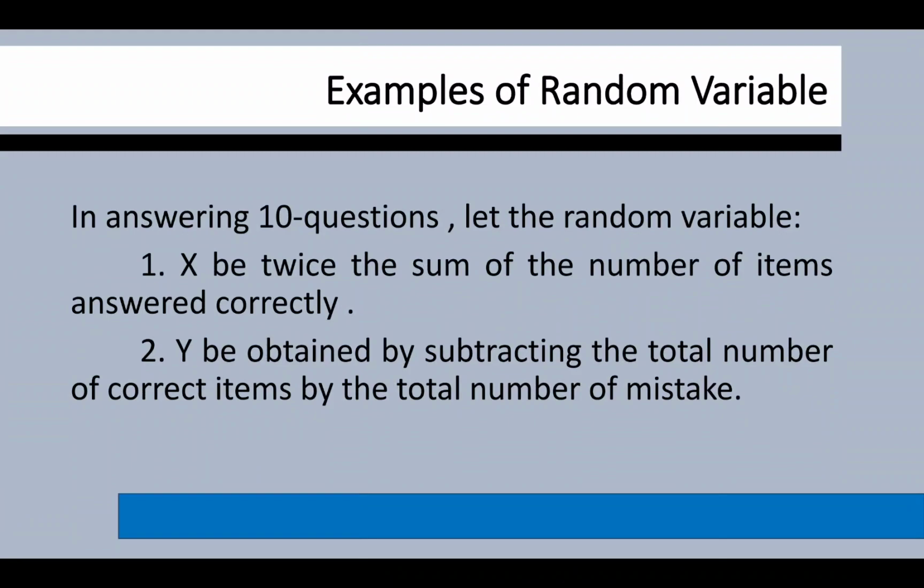Yung iba namang teacher, medyo, should we say, medyo traumatic ang naranasan sa kanyang mga teacher. Ang ginagawa nila, right minus wrong. Now, let Y be obtained by subtracting the total number of correct items by the total number of mistakes. So, ginagawa nila right minus wrong. So, these are the many ways of giving scores to a 10-item question. Again, this is called the random variable. So, we are assigning values. Naglalagay tayo ng mga values.